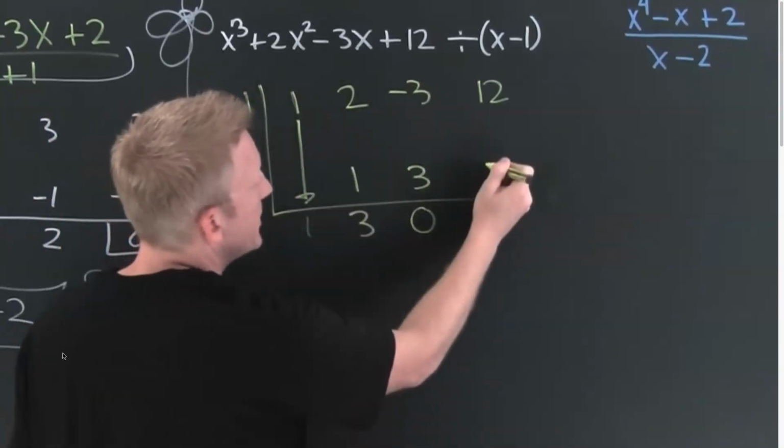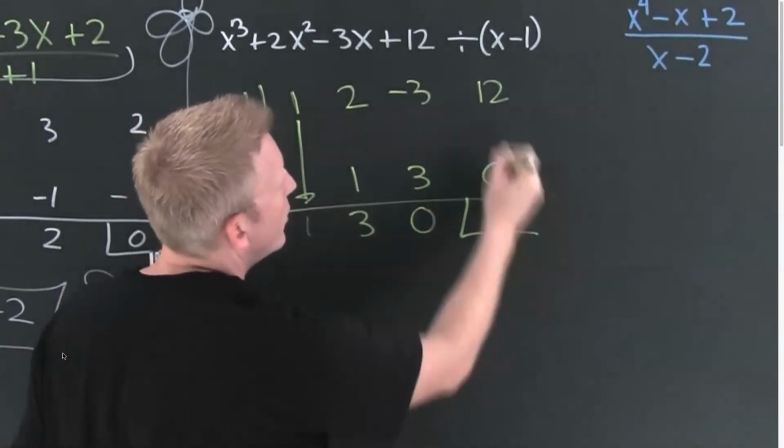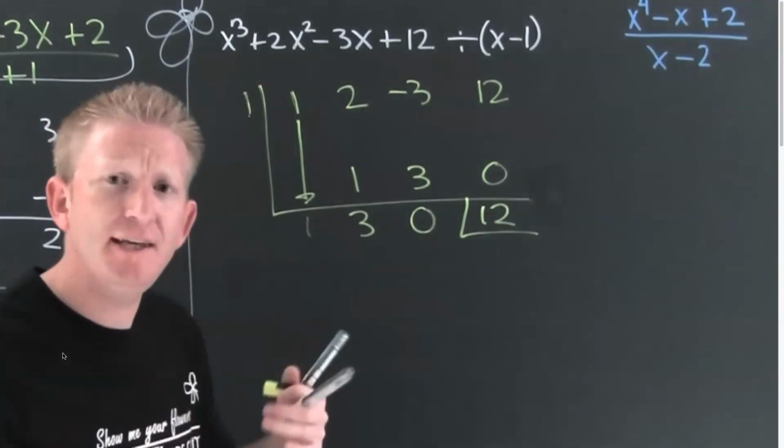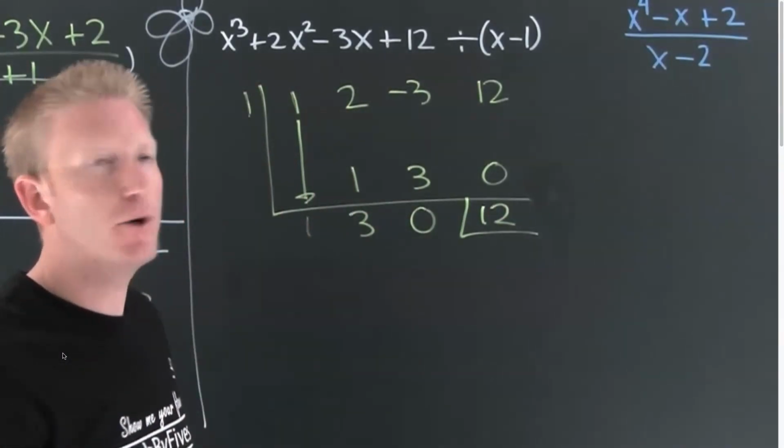Yes, this one times that one, put it there. 0. Oh, Adam, and you got 12. Oh no! What does this mean? Let's go through it. Rewrite our quotient.